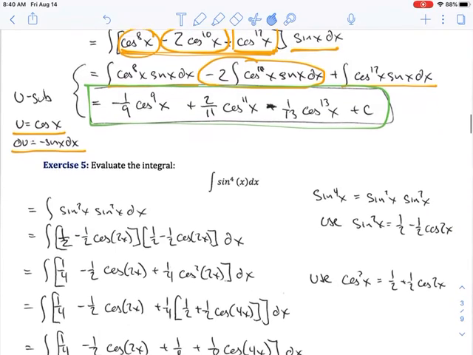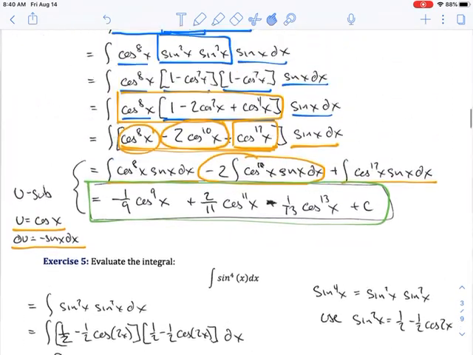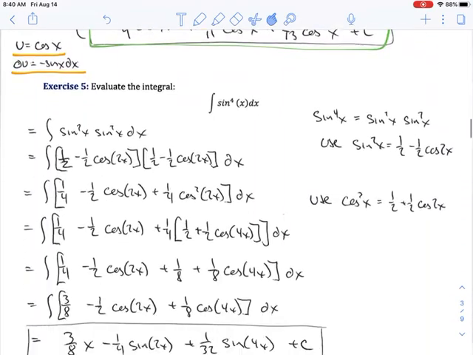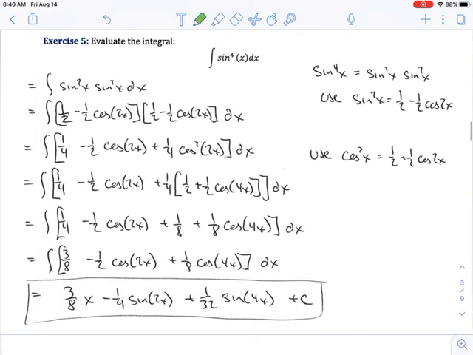Let's take a look. Oh, now we have a sine to the 4th. So 2 problems ago, we had a sine squared. So what are we going to do with a sine to the 4th? Well, we're going to do something similar to what we did in the last problem. Remember when we had a sine to the 4th?